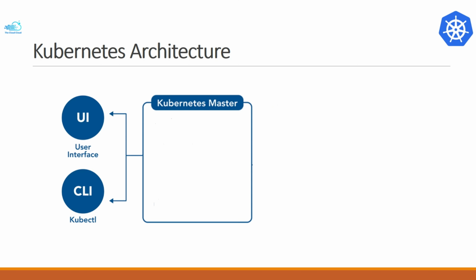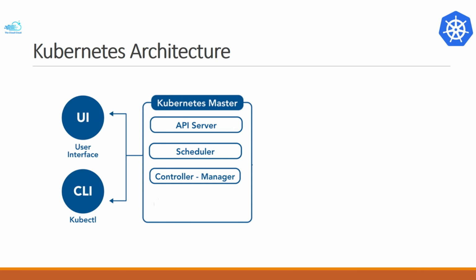So Kubernetes contains at least one master node. And let's just understand first what are the components of Kubernetes master. There are four major components in the Kubernetes master. Number one is API server, scheduler, controller manager, and etcd. So let's just understand what are these components.